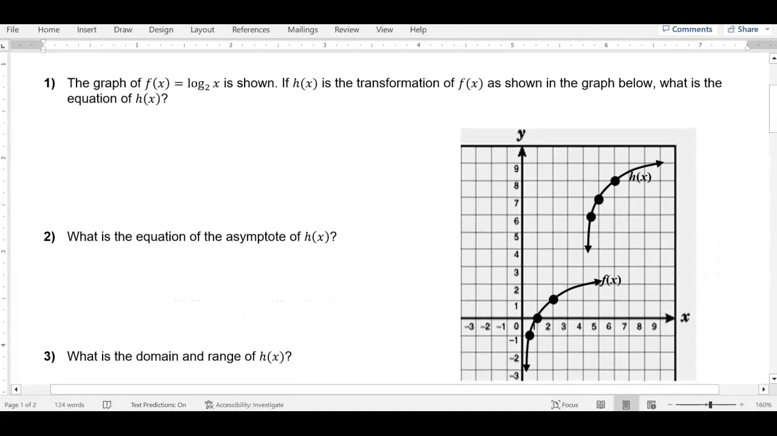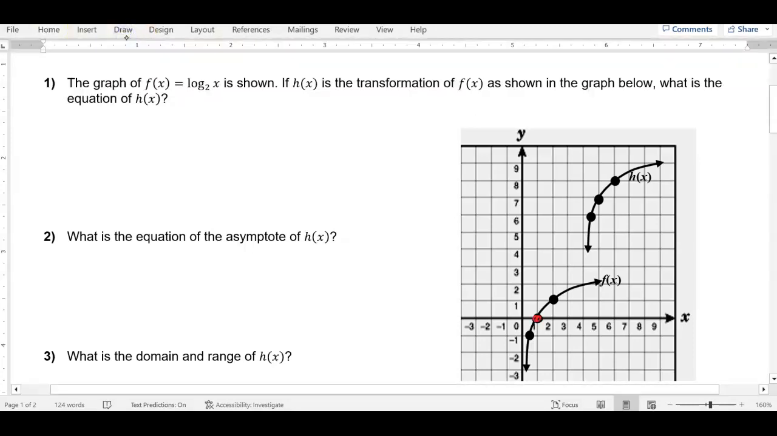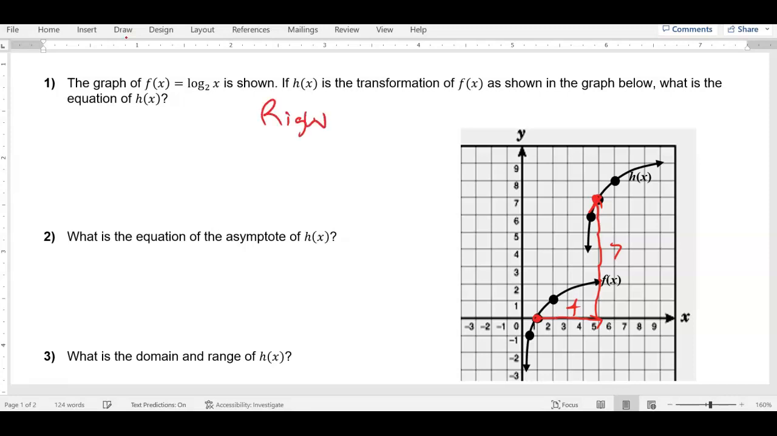Okay. So look, it started, the middle point is right here at (1, 0), right? And now the middle point is right here. So what happened? It moved 1, 2, 3, 4 to the right, and then 1, 2, 3, 4, 5, 6, 7 up. Okay. So it went right 4, up 7. Now that's the transformations. But they want to know the equation.